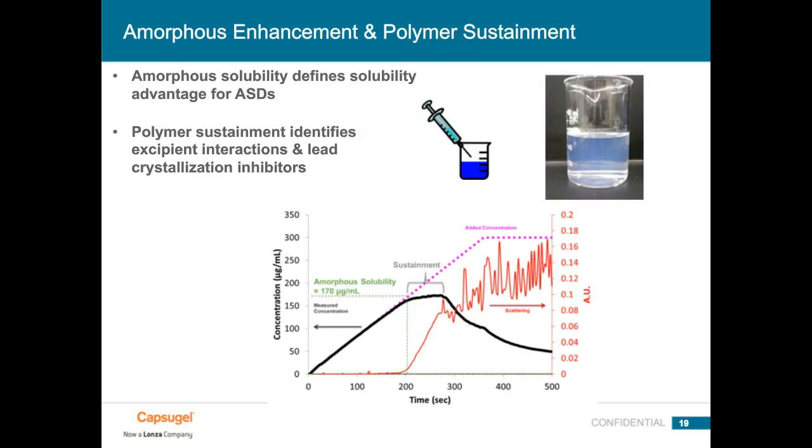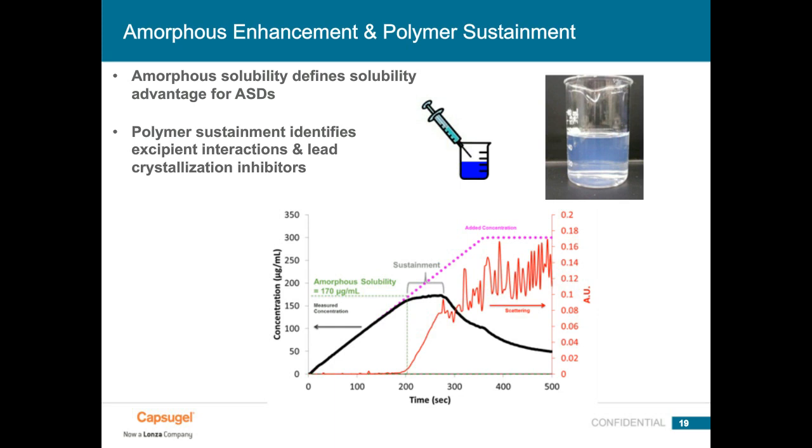So one of the tests that we use prior to developing a formulation is to understand a drug's propensity for increasing solubility in the amorphous state, as well as its ability for that increased solubility to be sustained by a polymer. And of course, this is really targeted towards identifying possible amorphous dispersion formulations that could be helpful in formulating a compound. So in this test, what we do is we dissolve a drug, typically in an organic solvent, or possibly in a high or low pH aqueous solution, and we inject that into an aqueous buffer of interest.